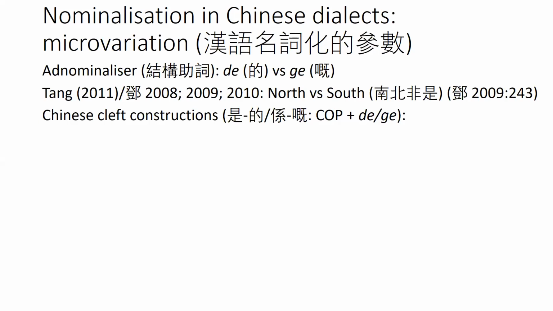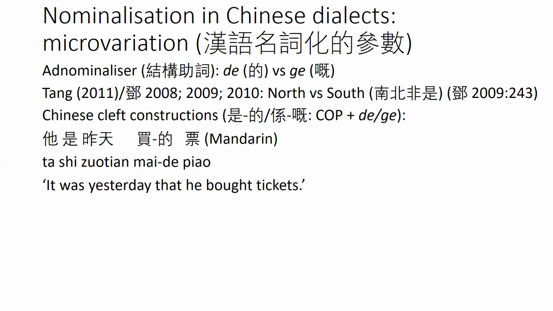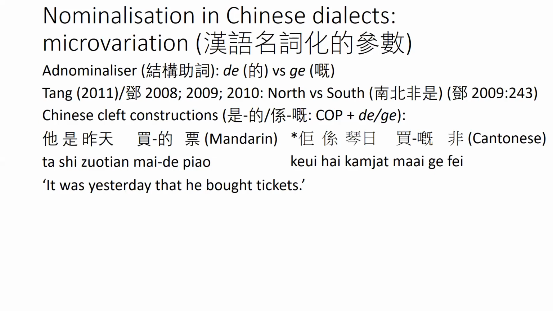In northern varieties of Mandarin, it's possible to use de as a verbal suffix denoting a past tense. For example, 我是昨天买的票, 我是昨天买的票, so de can be used as a verbal suffix denoting a past tense. The Cantonese equivalent of that is not possible. So we cannot say in Cantonese 佢係琴日買嘅飛.